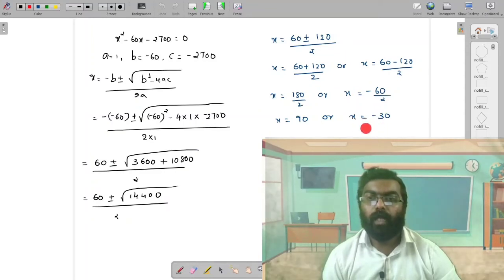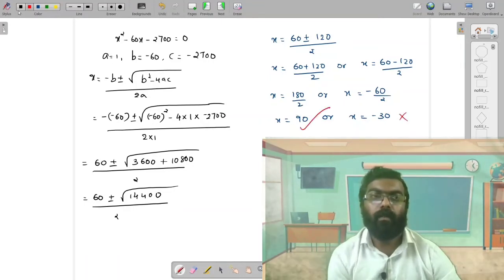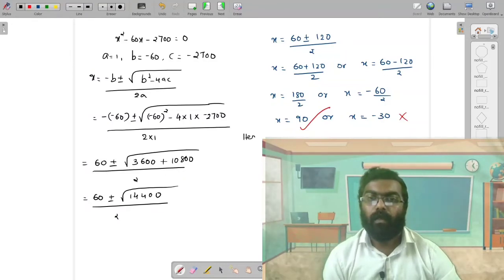Here x equal to minus 30 is not possible because we have taken the length of the shorter side as x. Length cannot be negative, so this is not possible. So we can reject this value and we can take the value of x as 90. So here x equal to minus 30 is rejected and therefore we can take the x value as 90.